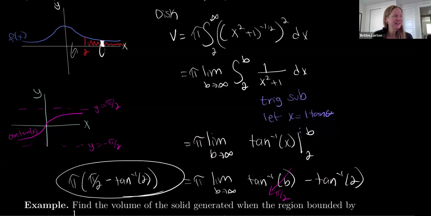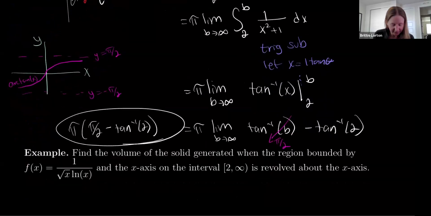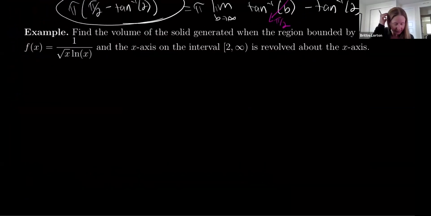All right, excellent. Let's do another real similar idea. I'm going to set this one up. I won't go through and solve the whole thing. Find the volume of the solid again generated when the graph of this function and the x-axis on the interval from 2 to infinity is revolved around the x-axis.